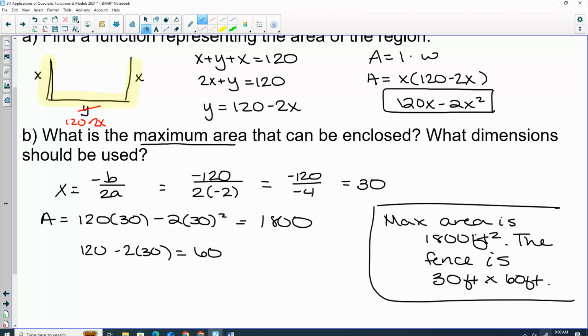Just make sure at the end that you are answering all questions that were asked. Questions there?